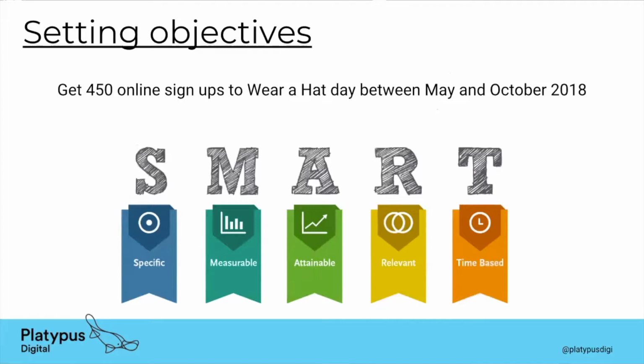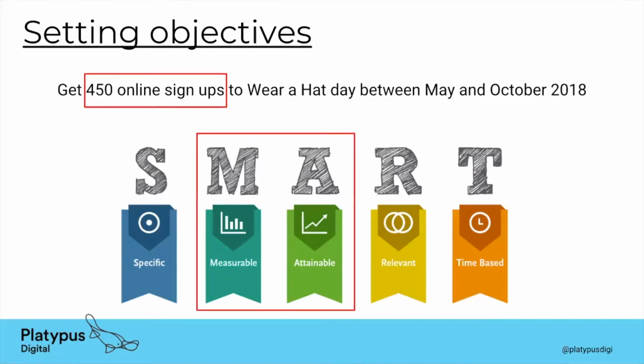So an example might be for a fictional campaign, Wear a Hat Day, to get 450 online signups to Wear a Hat Day between May and October 2018. So is that a SMART goal? So yes, 450 online signups is really measurable. And for the fictional charity in question, then that's definitely attainable. It's got to be something ideally that, while it is attainable, is also a stretch goal.